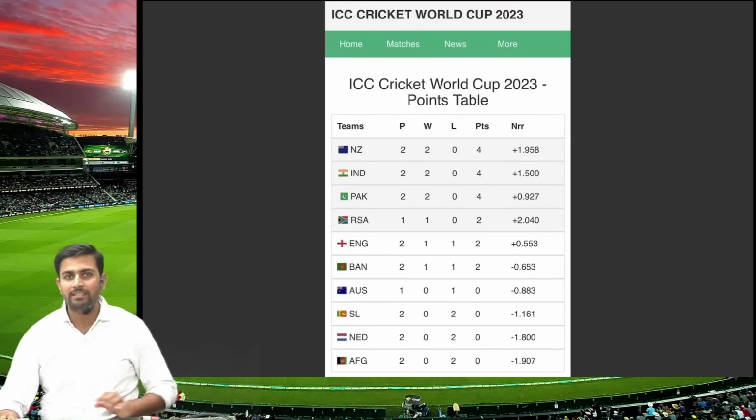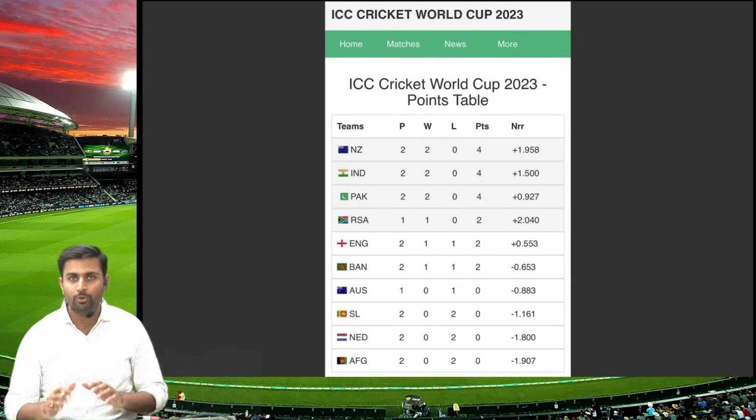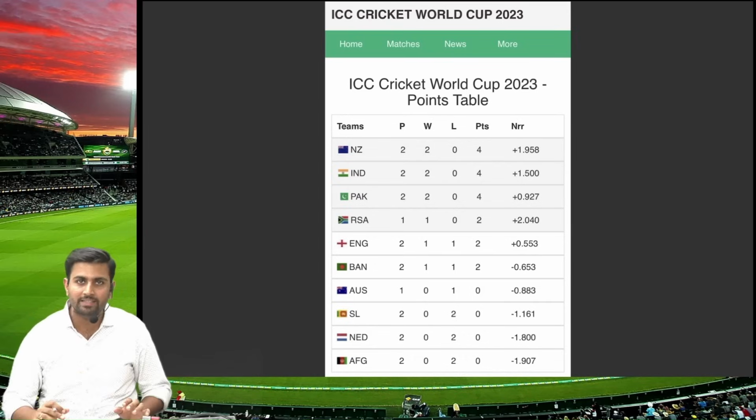And today we will see the calculation of net run rate. This is very interesting. Actually, sometimes we don't know the background of that, so we think that it is difficult.